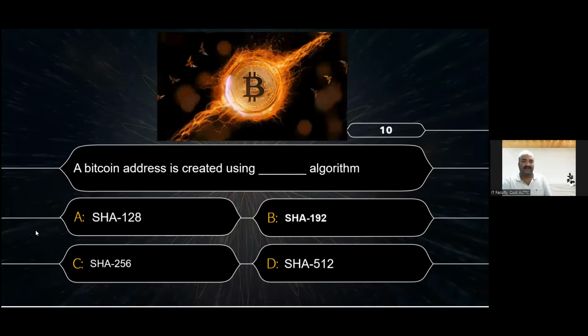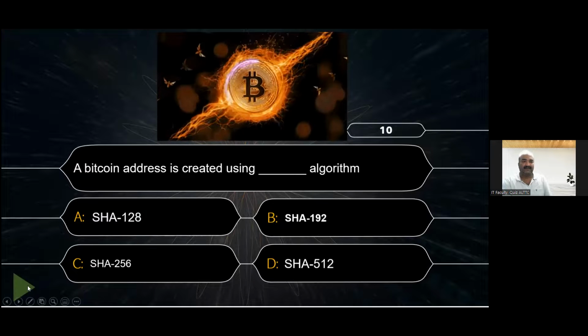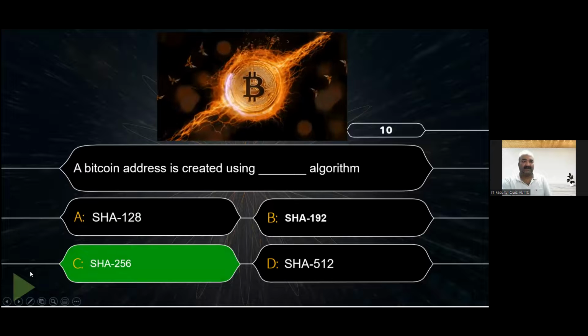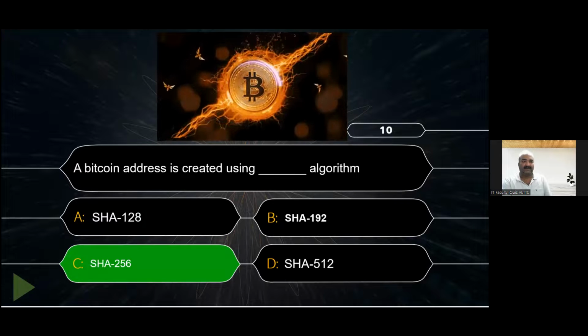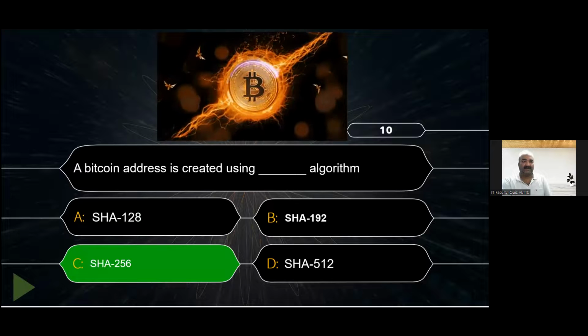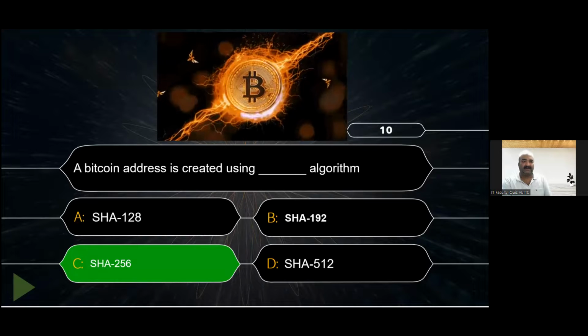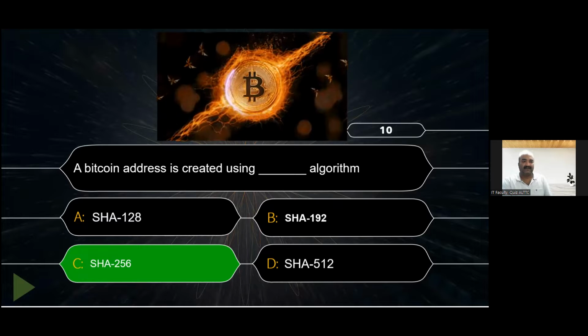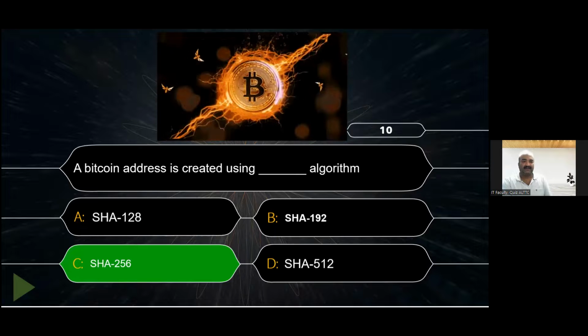So everyone is giving the answer as C. So let's check whether C is the correct answer or not. Yes. The Bitcoin address uses SHA. In Bitcoin technology, both the private key as well as the public key have a length of 256 because the algorithm used for creating addresses as well as hashes is the secure hash algorithm.